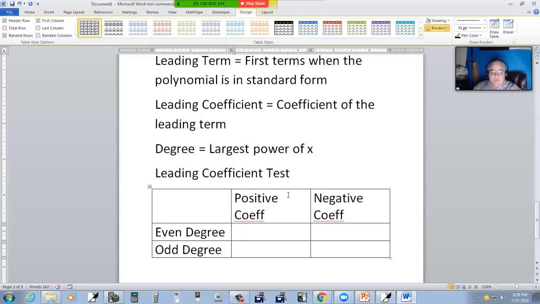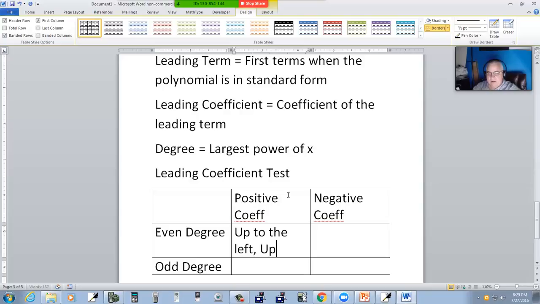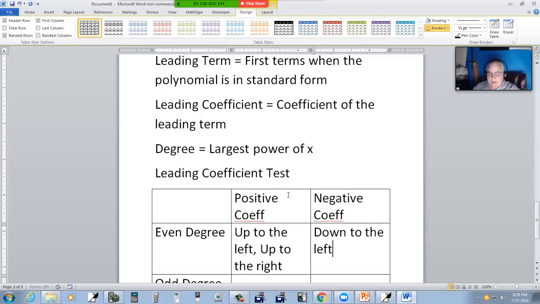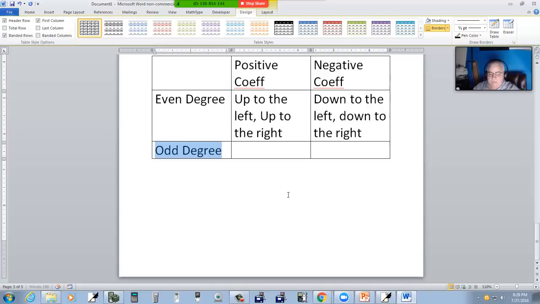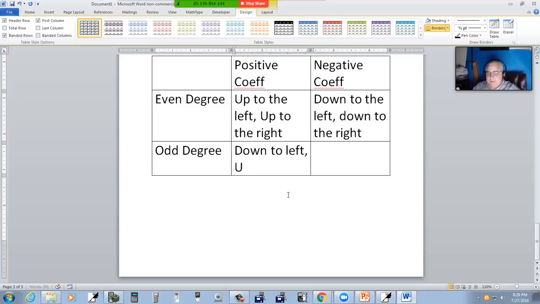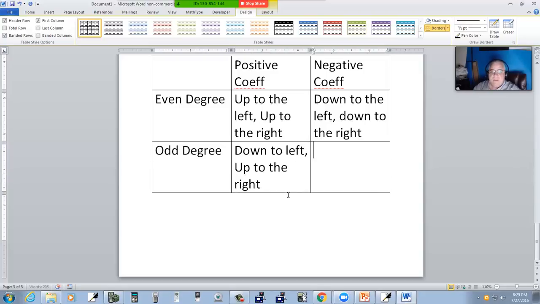If you got a positive coefficient and even degree, then it's up to the left and it's up to the right. If you got an even degree and negative coefficient, it's down to the left, down to the right. If you got an odd degree and positive coefficient, then it's down to the left and it's up to the right. If you got a negative coefficient and odd degree, then it's up to the left, down to the right.